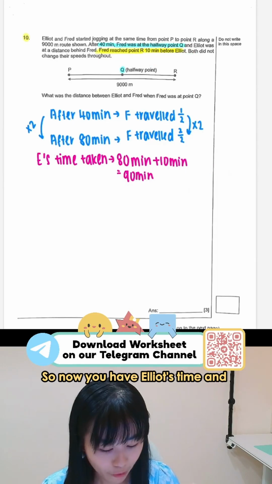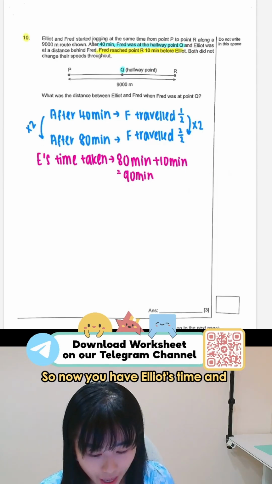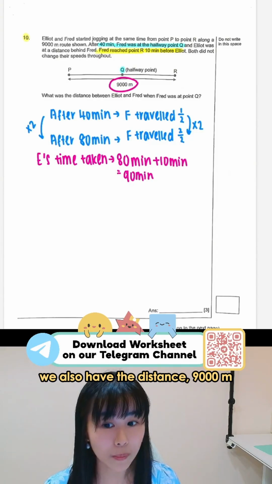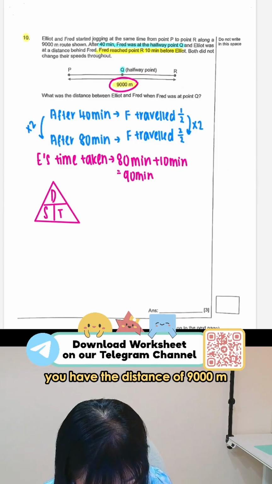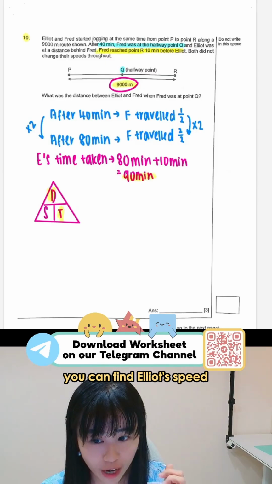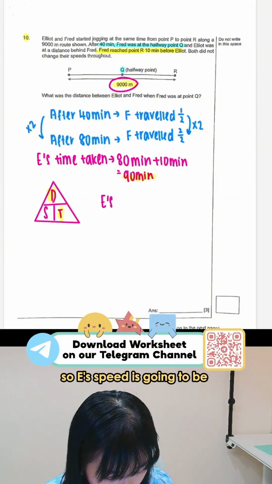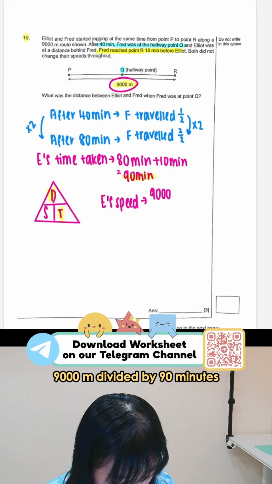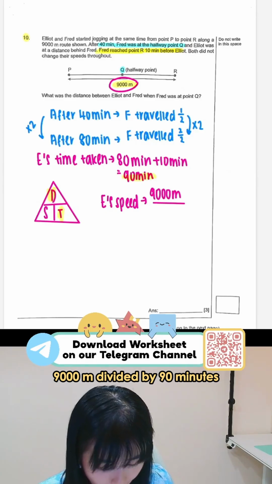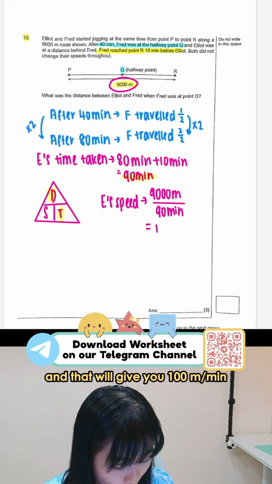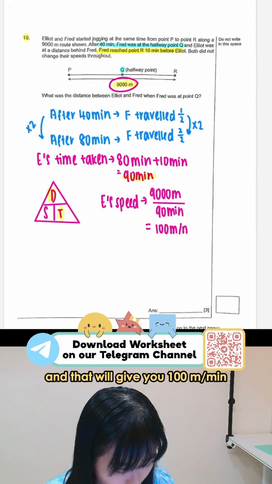So now you have Elliot's time, and we also have the distance, right? 9,000 meter. You have the distance of 9,000. You have the time of 90 minutes. You can find, very good, you can find Elliot's speed, right? So E's speed is going to be 9,000 meter divided by 90 minutes. And that will give you 100 meter per minute.